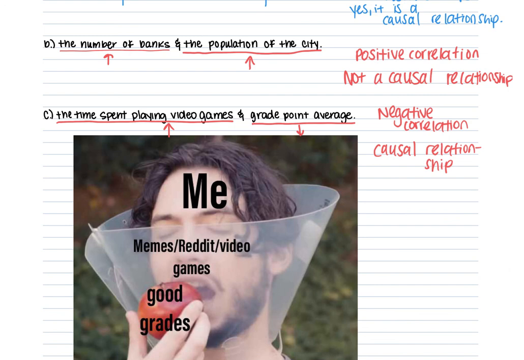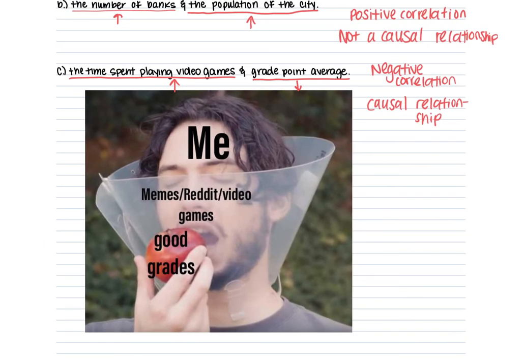Now, that's not to say that there are outliers. There are some people that can spend all day playing video games and keep a 4.0 GPA. But we're going to think generally for these types of questions. Don't look too far into it. The amount of time spent playing video games, if you increase that, that will lower your GPA. It's a negative correlation and a causal relationship. All right. Are there any questions on this stuff?